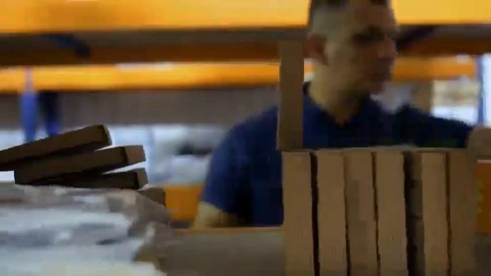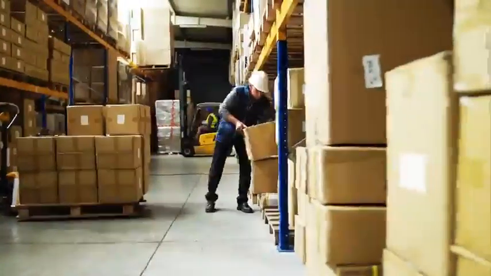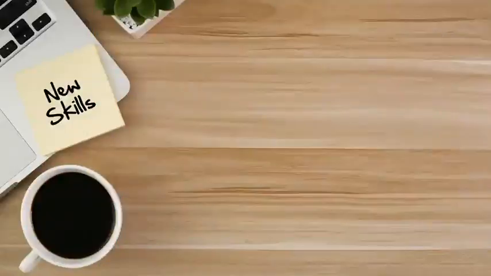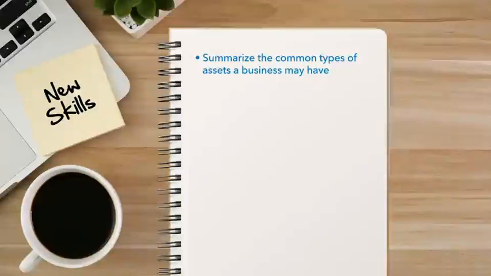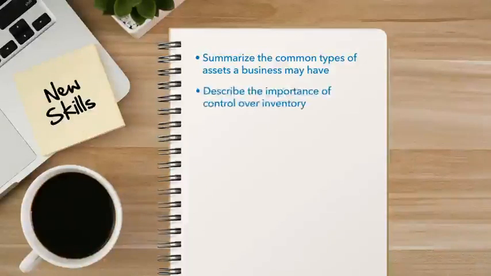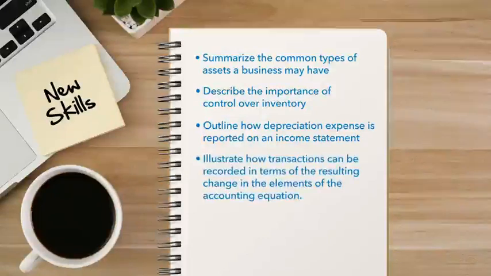In this second course, you'll build on bookkeeping basics and dive deeper into accounting for assets. You'll gain an understanding of common asset types, learn how to account for inventory, calculate cost of goods sold, and work with property, plant, and equipment, or PP&E. When you've successfully completed this course, you'll have several new skills to continue building on. Summarize the common types of assets a business may have. Describe the importance of control over inventory. Outline how depreciation expense is reported on an income statement. Illustrate how transactions can be recorded in terms of the resulting change in the elements of the accounting equation.